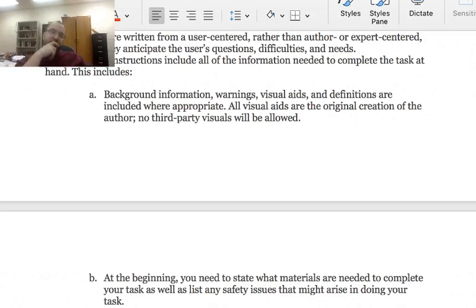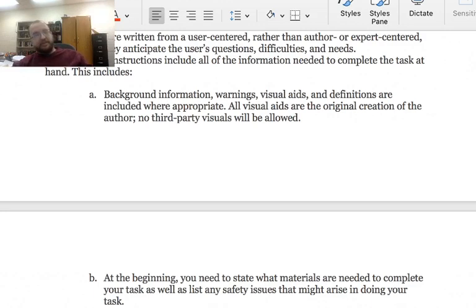So I ask that you use your own pictures. Don't use pictures that you get from the general web, or you will be graded harshly. Okay, got to do your own steps. Take pictures, include them in your documents.